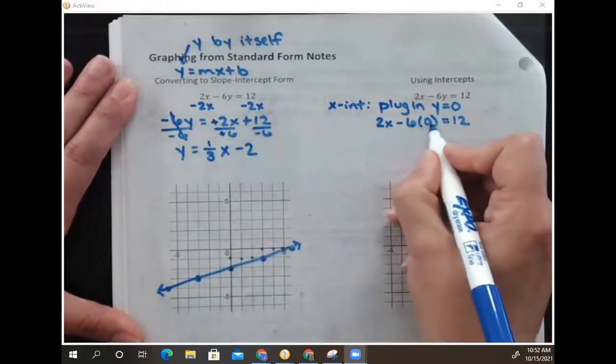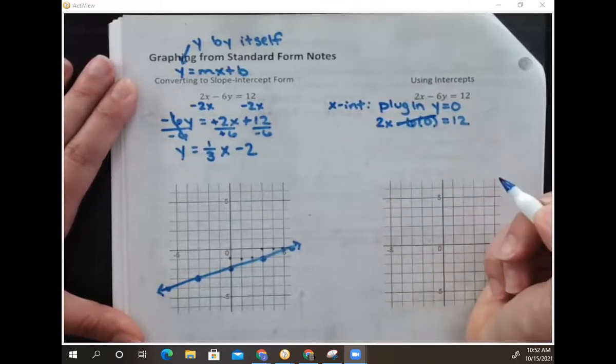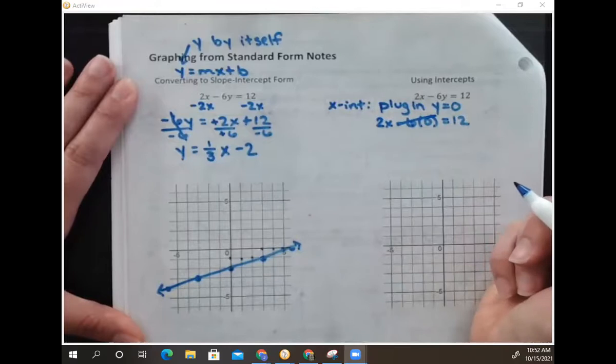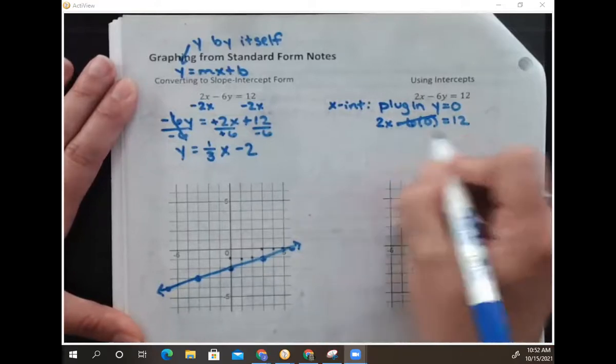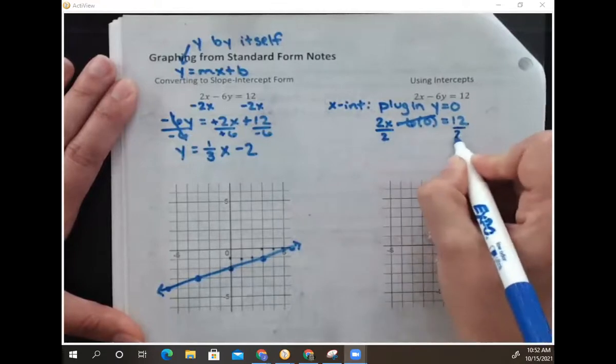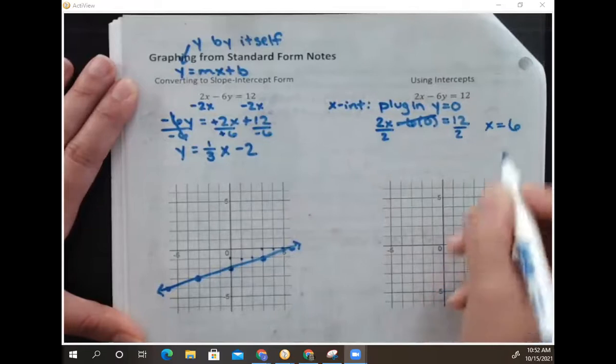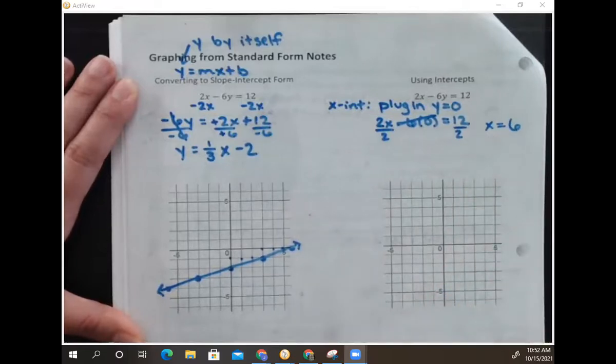Now when I plug in 0, negative 6 times 0 is just 0. So that part is gone, and I only have x left. I've got 2x equals 12, so I'm going to divide both sides by 2, and I get x to be 6. That's my x-intercept.